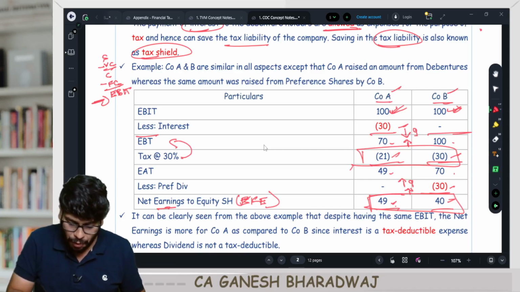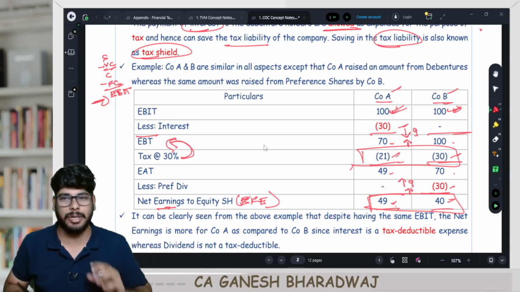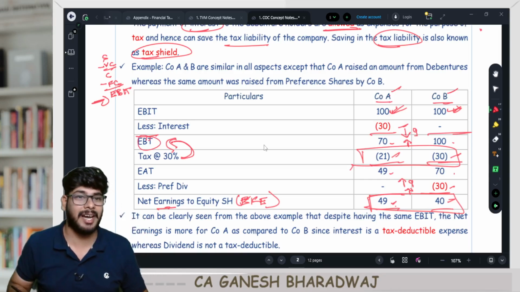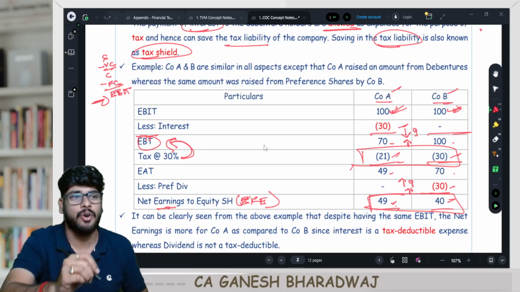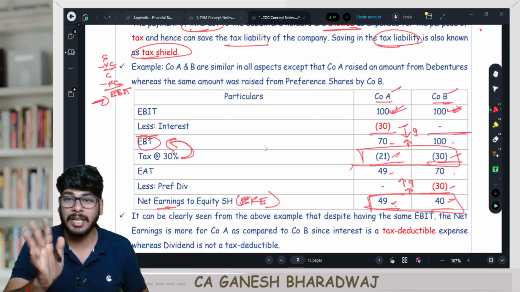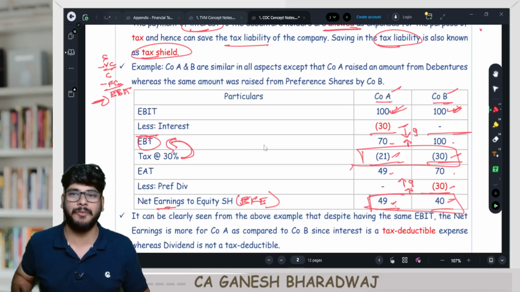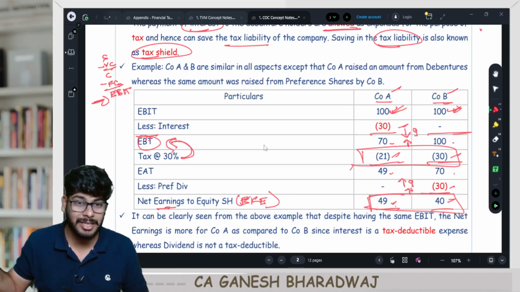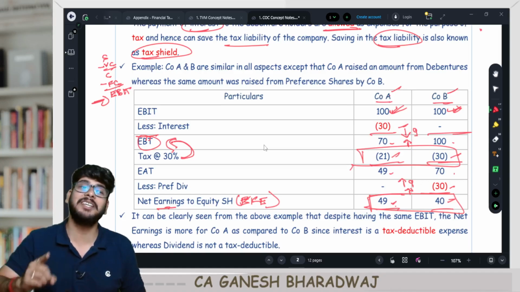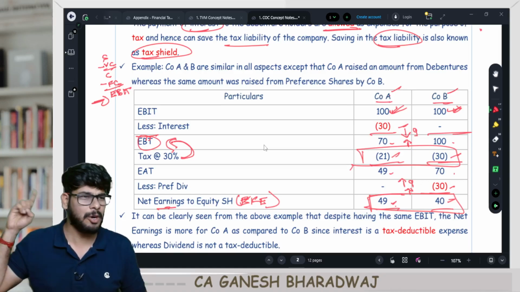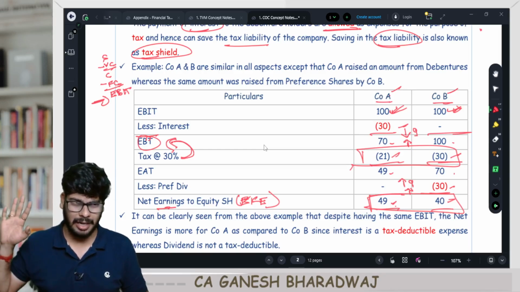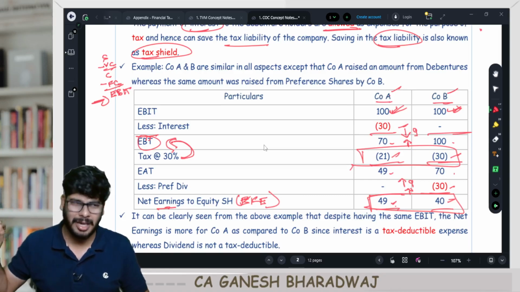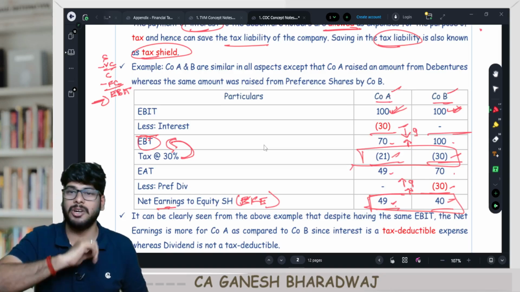Because the base for computing the tax is your earnings before tax. Agreeing with me? For computing the base to calculate tax, interest alone is allowed as a deduction. Why? Because preference dividend is not an expense, it is an appropriation of your profit. To some extent, even preference shareholders are called shareholders. Anything you pay to a shareholder is not an expense, it is only an appropriation of profit. Though legally they don't have any voting powers, they are also treated as shareholders. So the amount paid to them is not an expense.